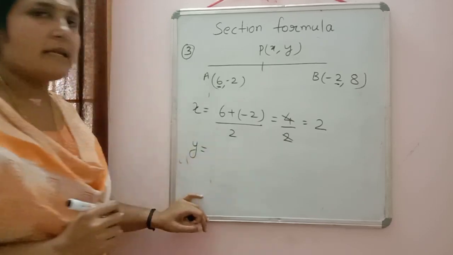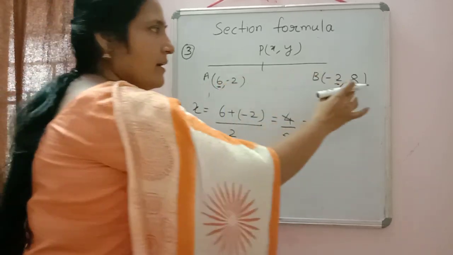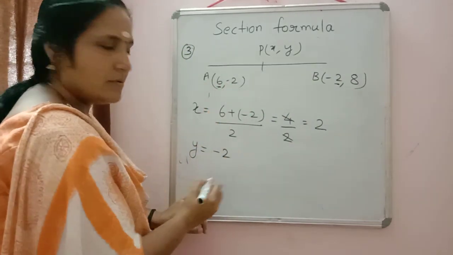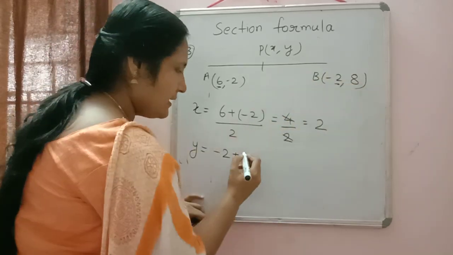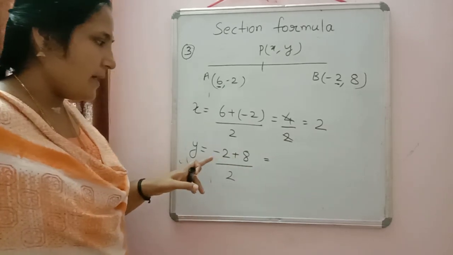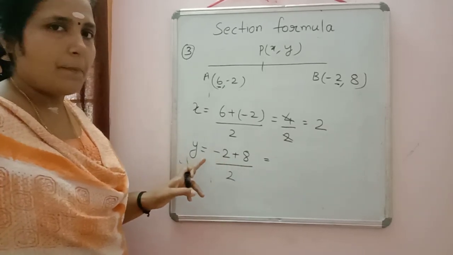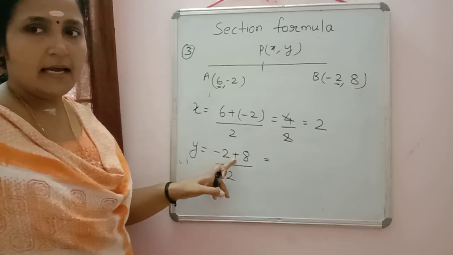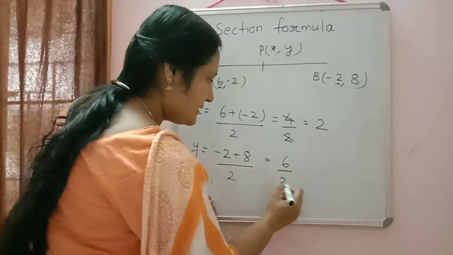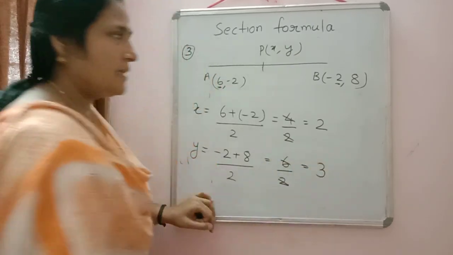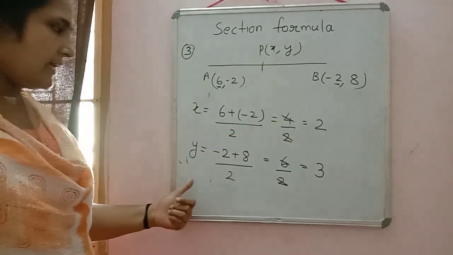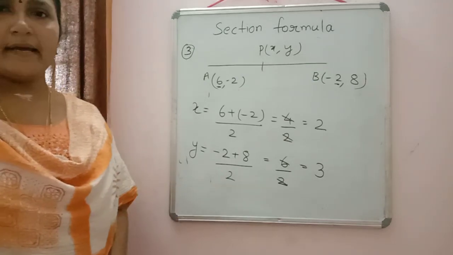Similarly, how will we calculate the y coordinate there? y1 plus y2 divided by 2. Our y1 is minus 2 plus, in place of y2 we have 8, by 2. Now one number is positive, one number is negative. Then we have to do the subtraction and the sign will be the sign of the greater number. So 8 minus 2 will be equal to 6. 6 by 2 will be equal to 3. So we got the coordinate of P as 2 comma 3. So you can write the answer: x is equal to 2, y is equal to 3.